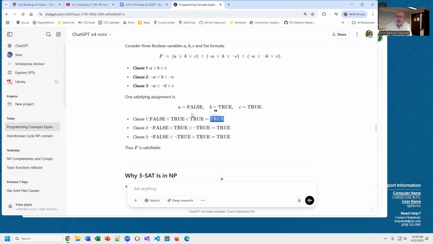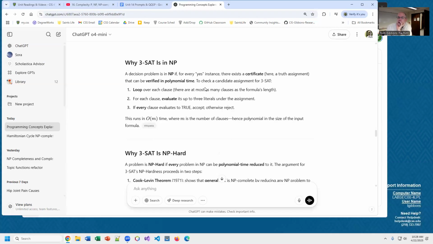Clause 2 is not A. A was false, not A is true, so that's true. That means this whole clause is true because, again, if one of them is true, it's all true. And the last clause is again not A. As soon as we see not A, we know since A was false, this is true. So all three of these clauses are true, and then F is satisfiable because when ANDed together, they are all true here. That makes sense?